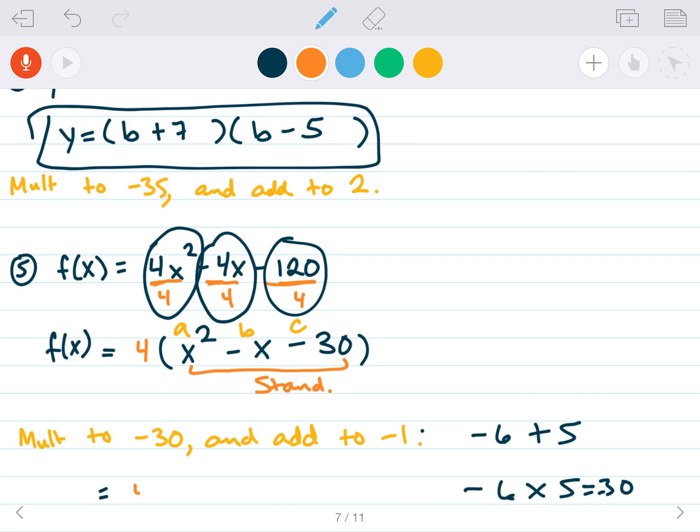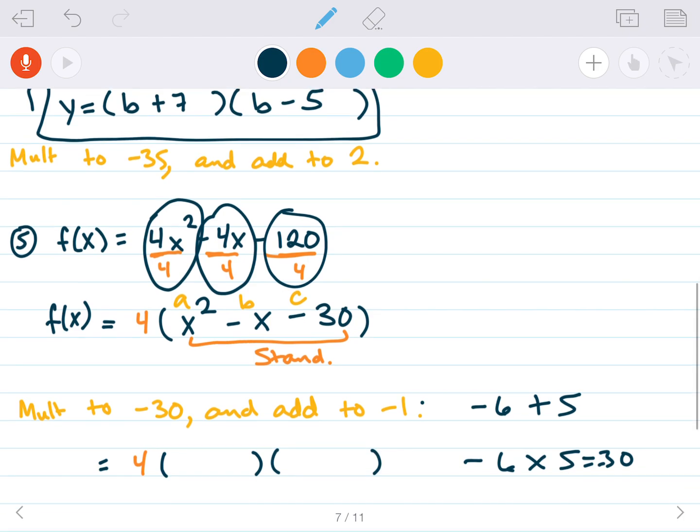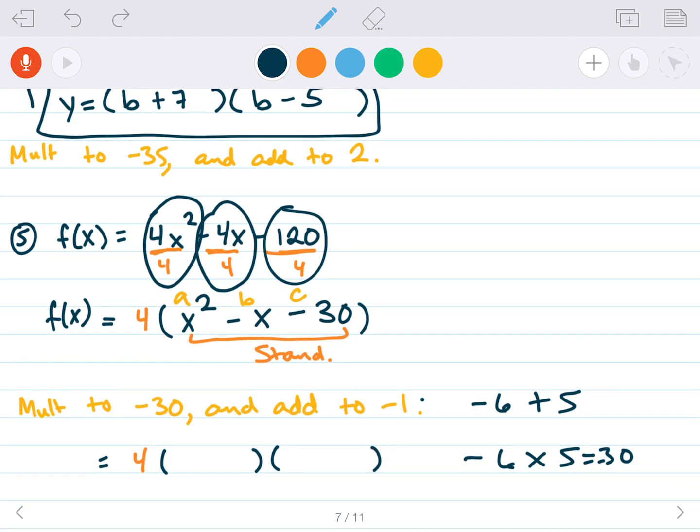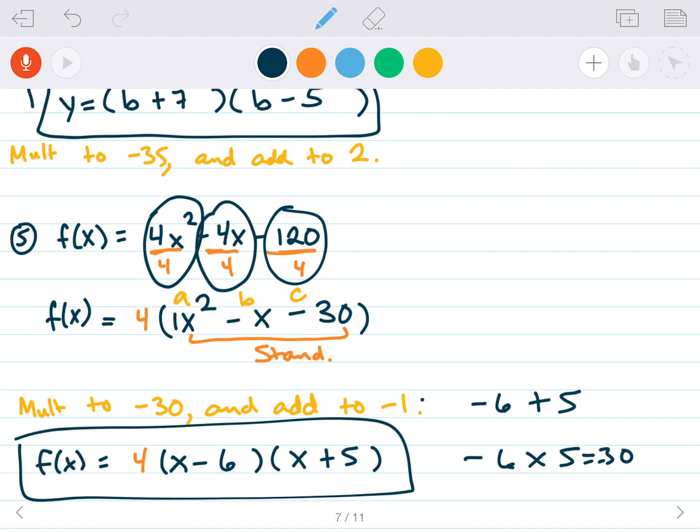We still have that 4 on the outside, by the way, and this standard form we can now factor, right? Whatever was in this set of parentheses, we can now factor because a is 1. So my missing numbers were negative 6 and positive 5. And this is my answer right here.